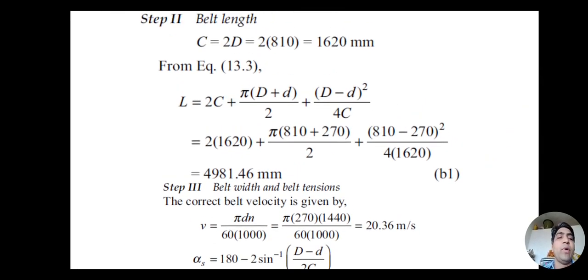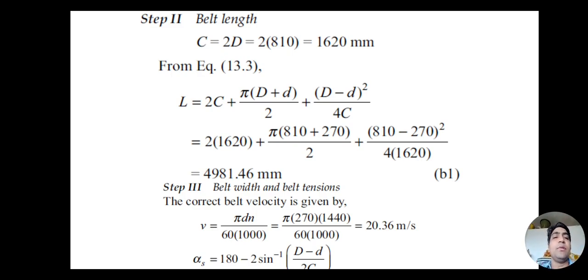We get the value of capital D and small d. Now let's see the value of capital C. Capital C is 2 into capital D, so we will get the value of C also as 2 into capital D. Capital D is 810, so C is equal to 1620 mm.